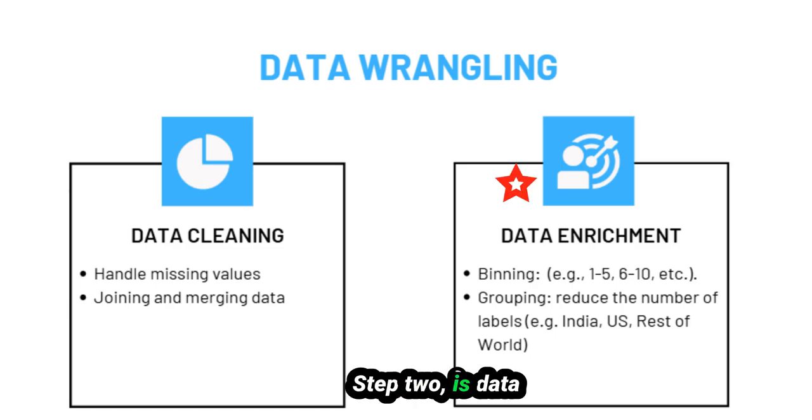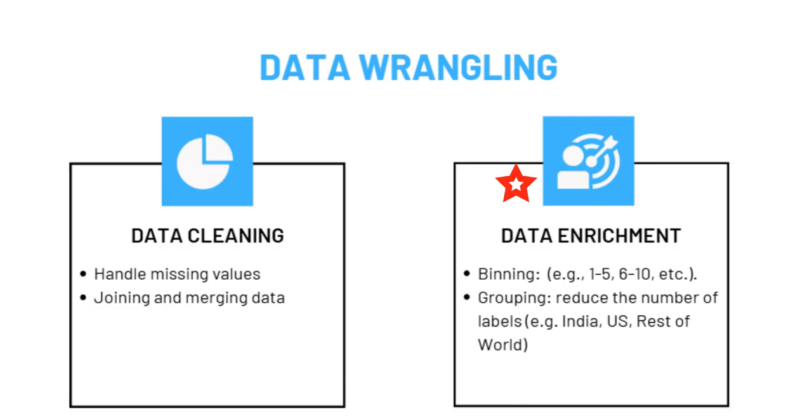Step 2 is data enrichment. Once your data is clean, it is time to enhance it and make it more meaningful. Operations like binning and grouping are done in this step. Binning is nothing but when you group your numbers into ranges. For example, instead of looking at individual numbers, you create categories like 1 to 5, 6 to 10, and so on. This makes it easier to spot patterns.